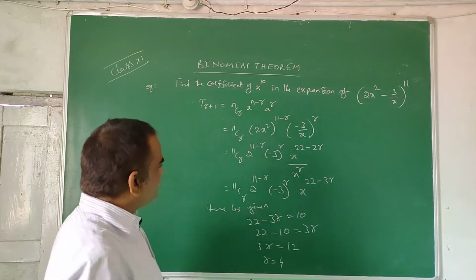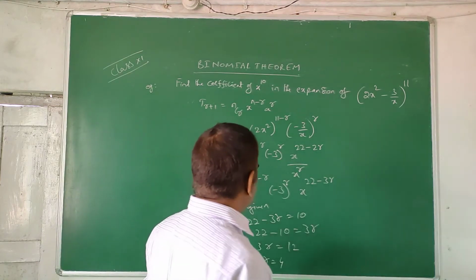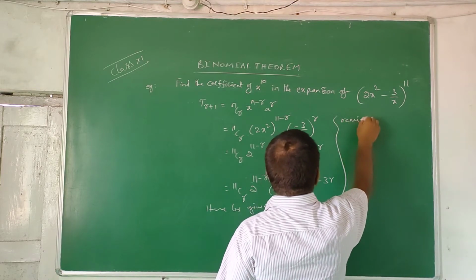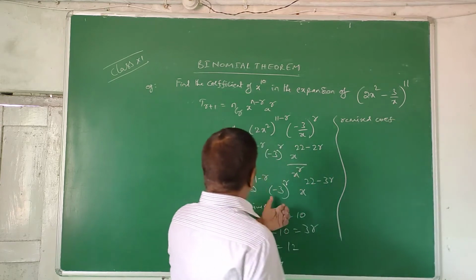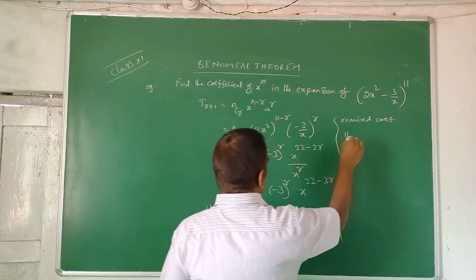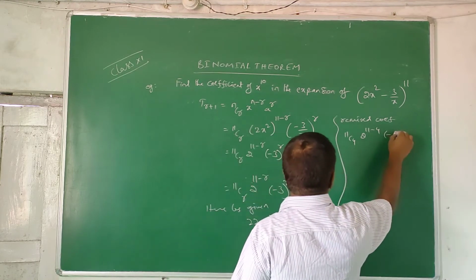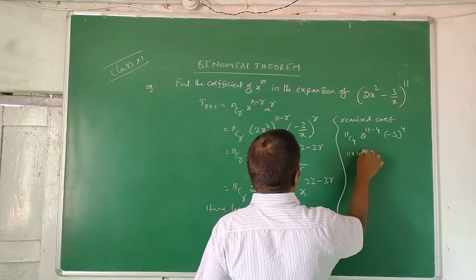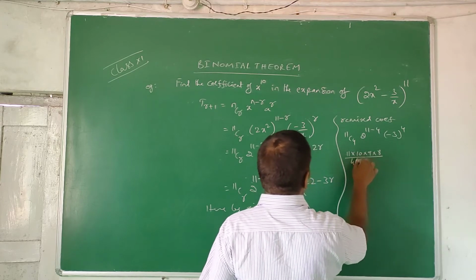So with r value 4, now our term will become a term that contains x power 10. Therefore the required coefficient is, it is only asking for the coefficient of x power 10. So for the required coefficient, you place r value 4, which is 11C4 times 2 to the power of 11 minus 4 times minus 3 to the power of 4. So 11C4 means 11 into 10 into 9 into 8 by 4 into 3 into 2 into 1.